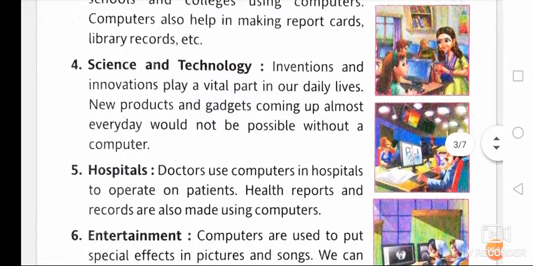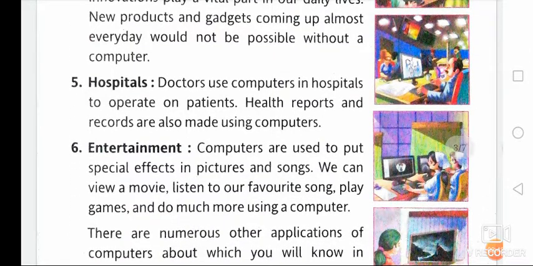Then fourth one, science and technology. Invention and innovations play a vital part in our daily lives. New products and gadgets coming up almost every day would not be possible without a computer. Next one is hospitals. Doctors use computers in hospitals to operate on patients. Health reports and records are also made using computers.